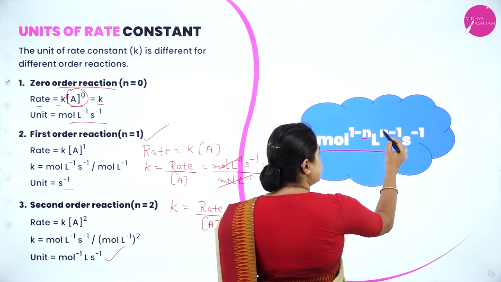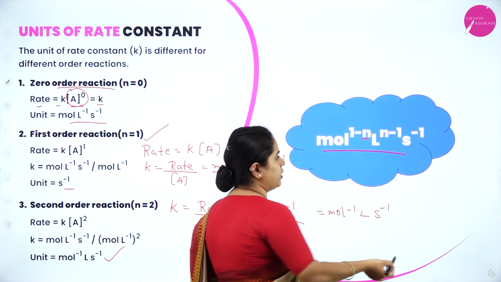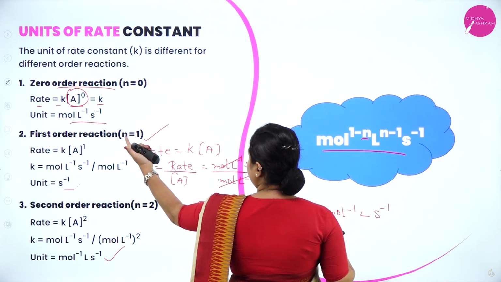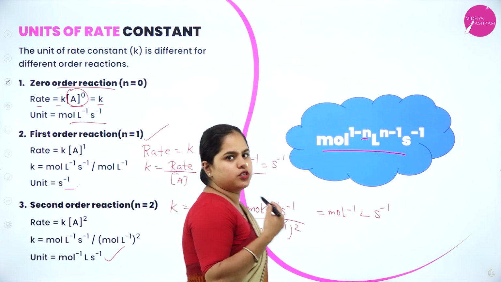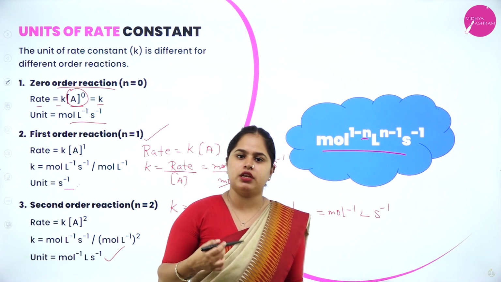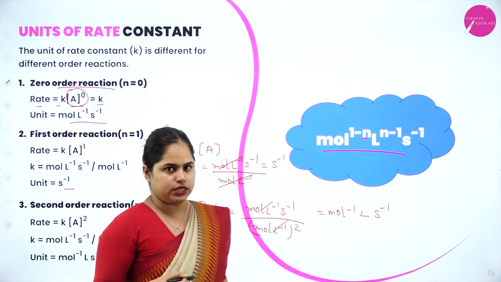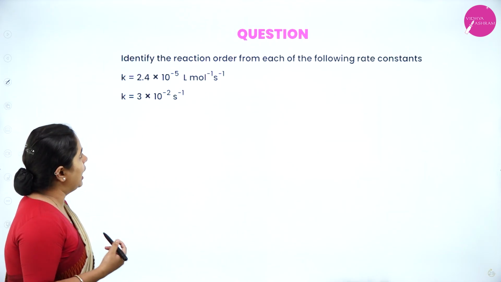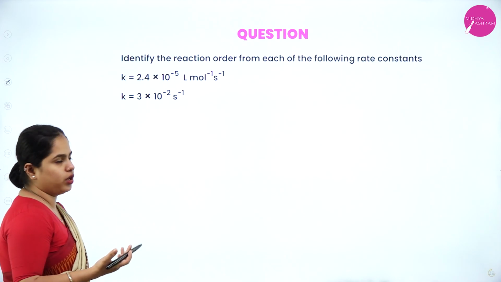So mole raised to 1 means mole itself. Liter raised to 0 minus 1 is what? Liter inverse, and you will get second inverse, right? So that is what you have, mole liter inverse second inverse. In the same way for first order and second order, you can substitute in this particular equation and you can find the unit of the rate constant. Clear? Now we have a question here. Identify the reaction order from each of the following rate constants.